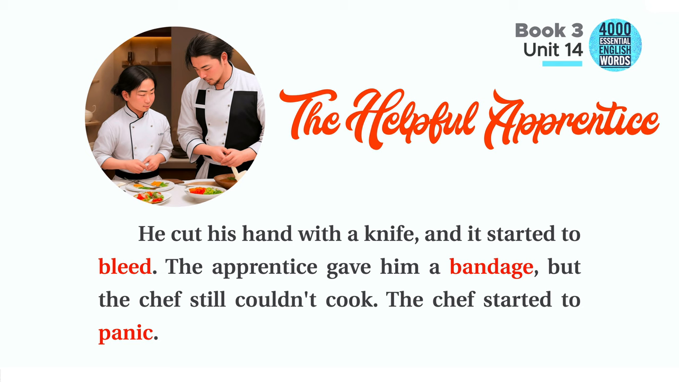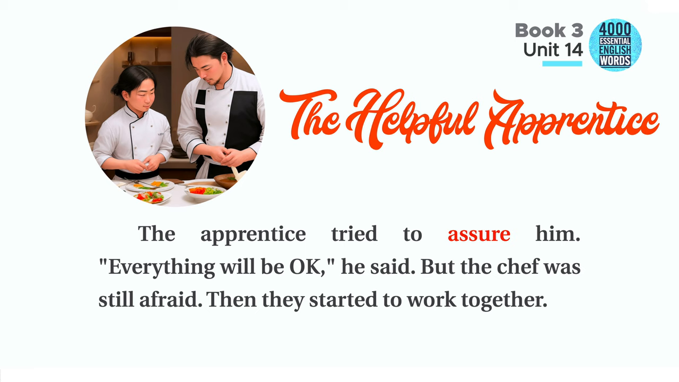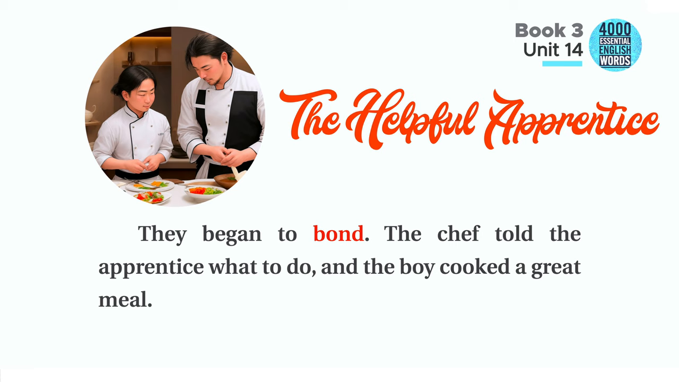The apprentice tried to assure him, "Everything will be okay," he said, but the chef was still afraid. Then they started to work together. They began to bond. The chef told the apprentice what to do, and the boy cooked a great meal. As soon as they finished, the emperor arrived.